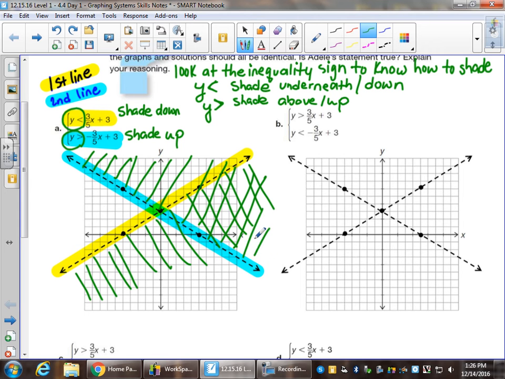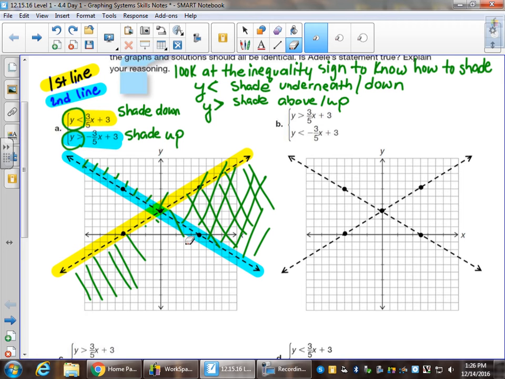The solution to this system of inequalities is where the shading overlaps. And if you use these nice straight lines, you'll see clearly that this section right here is where they overlap. So then you can take your eraser and very carefully erase what's not part of the solution. The solution is only where the shading overlaps. So let's make a note about that.